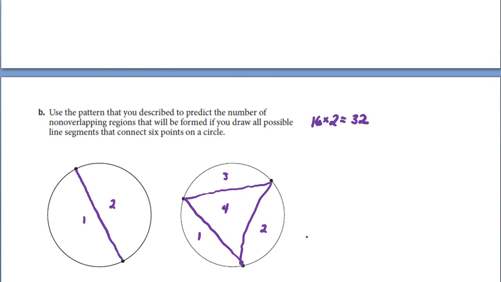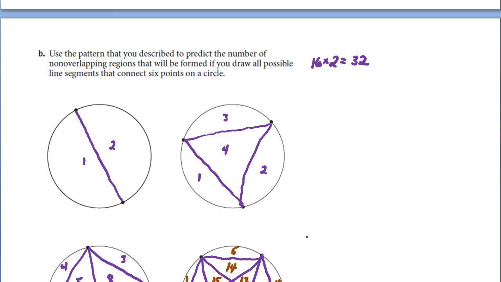Now question 4b. Use the pattern that you described, that it looks like the number of regions is doubling, to predict the number of non-overlapping regions that will be formed if you draw all possible line segments connecting 6 points. Well, using our pattern, we'll take where we left off, 16 regions, double it, and predict 32 regions.